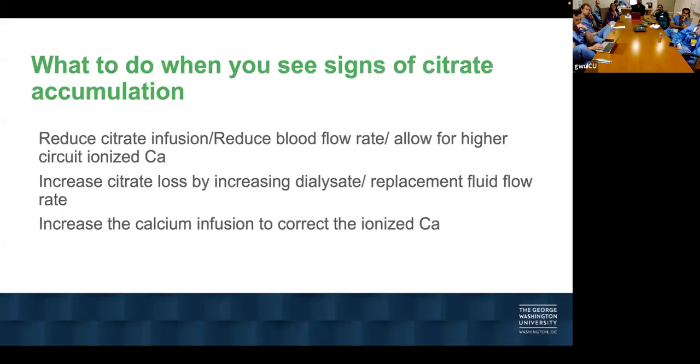What do you do when you see a sign of citrate accumulation? Basically, you have to reduce your citrate infusions. If that did not do the job, you can increase your dialysate, which basically will wash out the citrate. As we said, citrate is a small molecule. You can wash it out quickly.